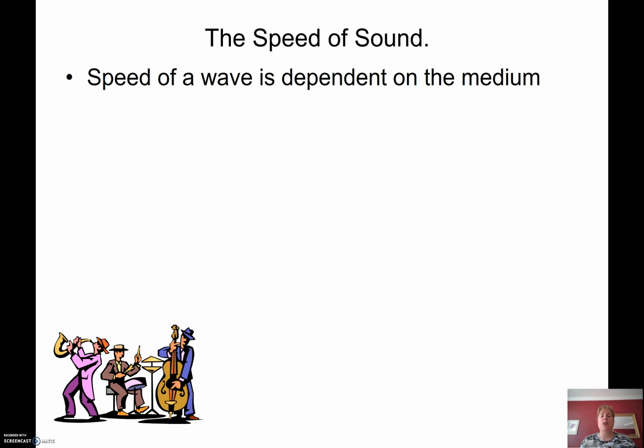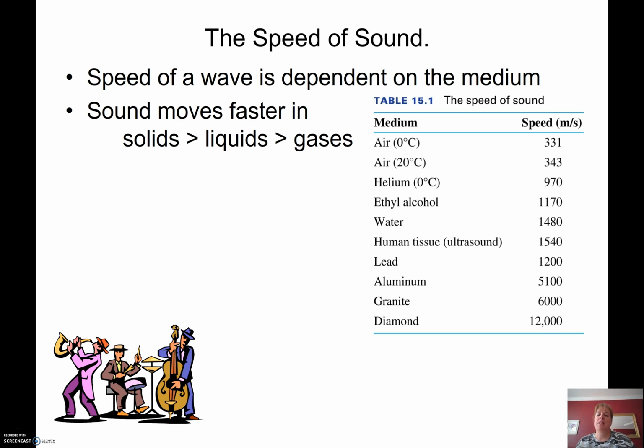Now, just like all waves, the speed of sound is dependent on the medium it's in. And for speed, the denser the medium is, the faster the wave moves. And it's because those molecules are closer together. So if the molecules are closer together, the sound wave can travel faster. So it travels faster in a solid versus a liquid versus a gas.